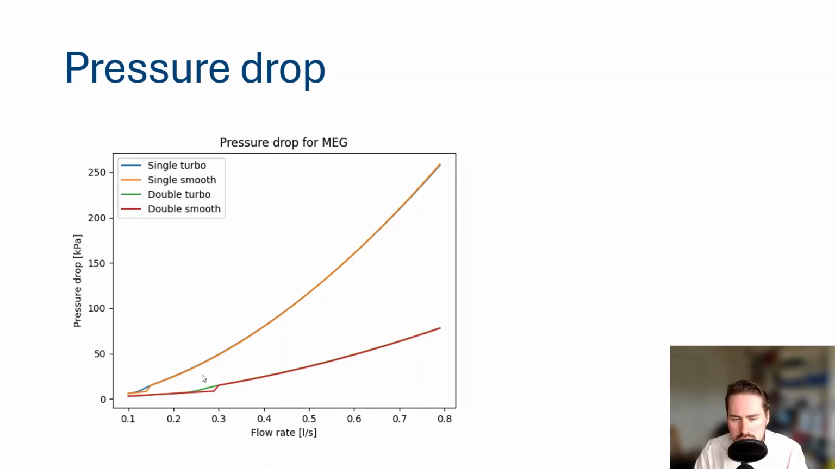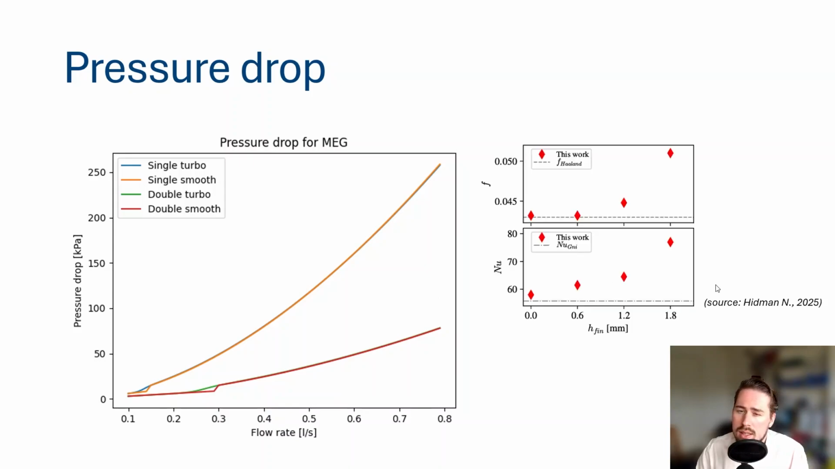But it's here in this transition zone where you can clearly see that there is a bigger pressure drop for the turbo collector, due to the fact that, of course, it goes into a turbulent regime sooner, which is good for thermal side of things, but not so good for the pressure drop. So it increases slightly here.